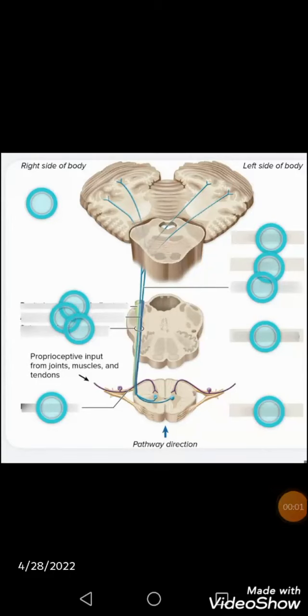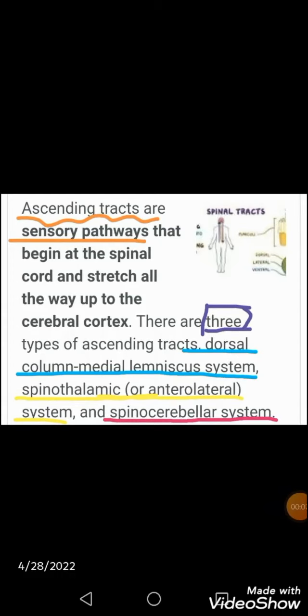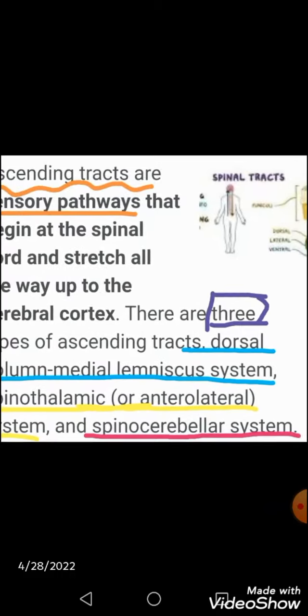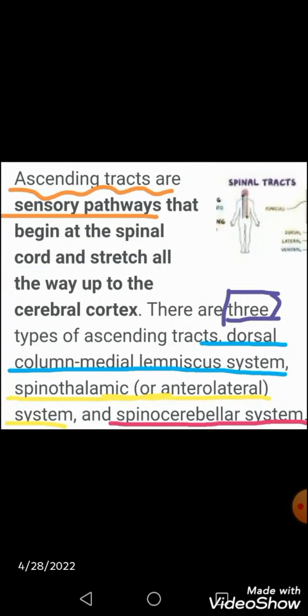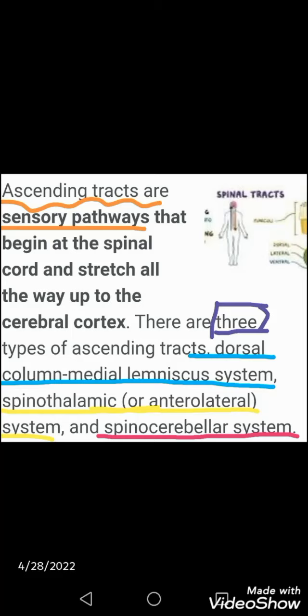In the name of Allah, we will discuss the ascending tracts today. There are three basic types of ascending tracts, of course, the sensory pathways, hence the name. Number one, the dorsal column. Number two is the spinothalamic, and the third variety is the spinocerebellar tract or system.